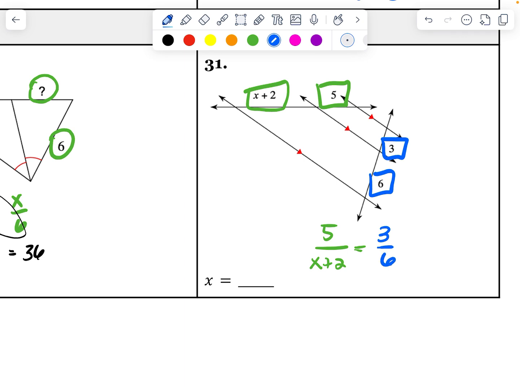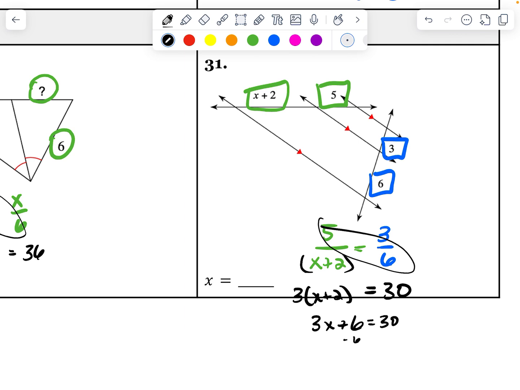If you wanted to set it equal to a half, you could. 30 equals, I'm going to go ahead and put that in parentheses so I don't forget to multiply, 3 times x plus 2. So 3x plus 6 equals 30. Minus 6, minus 6. 3x equals 24. x equals 8. And then if I plug this in, x plus 2 is, 8 plus 2 is 10. So that's a divide by 2. That's a divide by 2. Woohoo! We got it right. Just a good way to check.